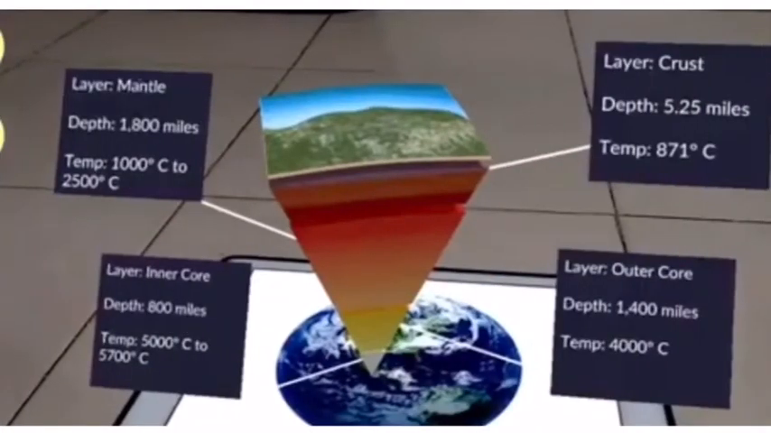Here I have given pictures of the crust, mantle, inner core and outer core, with their depth and temperature also. If you see, the mantle will be 1000 degrees Celsius, but the crust will be 8700 degrees Celsius. The inner core is 5700 degrees Celsius, and the outermost is 4000 degrees Celsius.